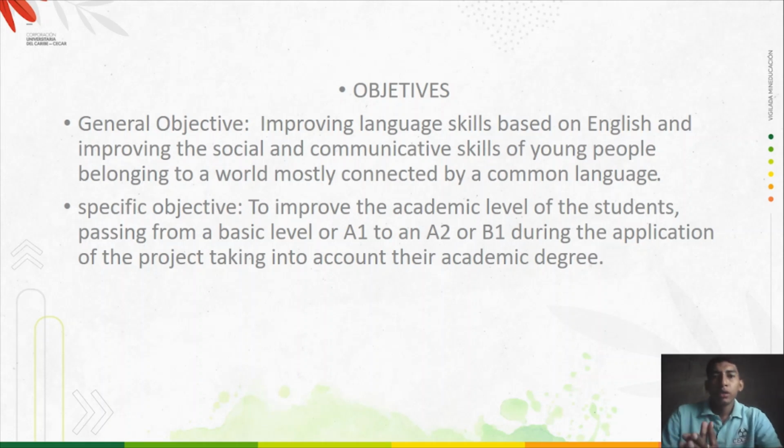My general objective is to improve their language skills in English and improve the social and communicative skills of young people, the students, belonging to a world mostly connected by a common language, in this case English. My specific objective is to improve the academic level of the students, passing from a basic level, from A1 to A2 or B1, during the application of my project, taking into account their academic degree.